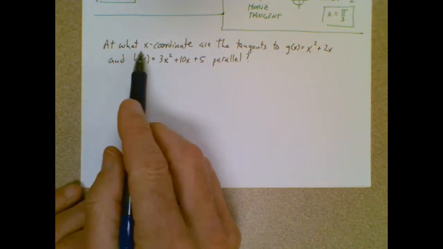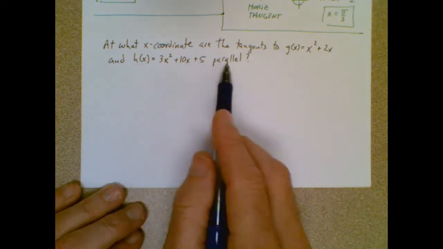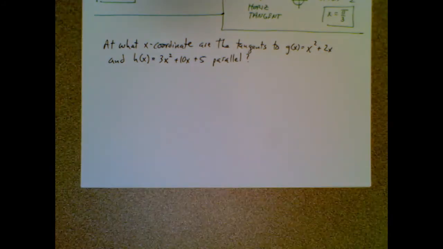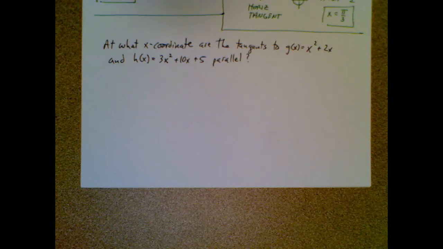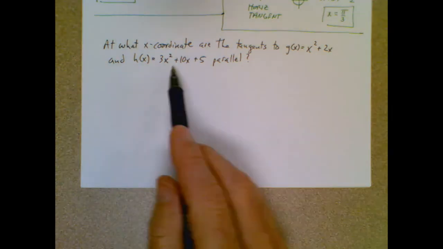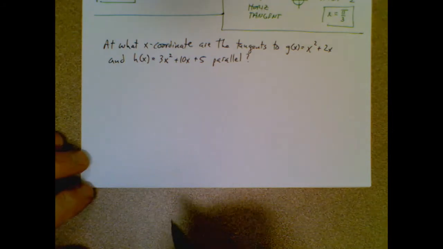In this example, we say at what x-coordinate are the tangents to g of x and h of x parallel? So both of those are curvy functions, they're both quadratics, and we're sticking with equations right now that lend themselves to the power rule because we don't know a lot of other rules, but we could eventually replace these with sines and natural logs and e to the x and all that good stuff.